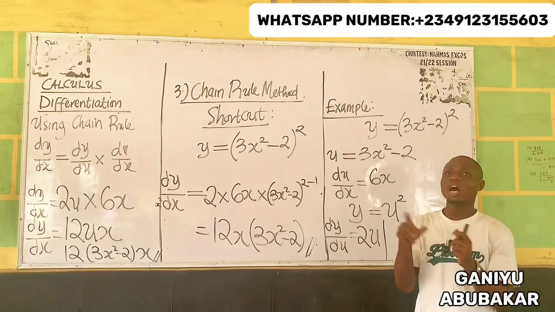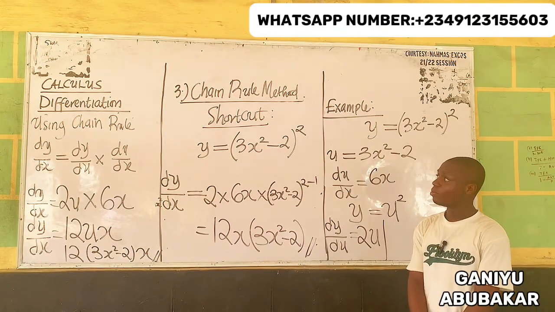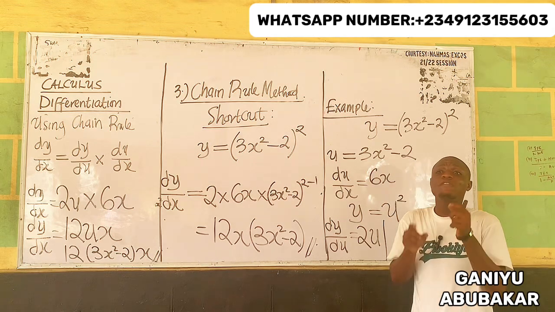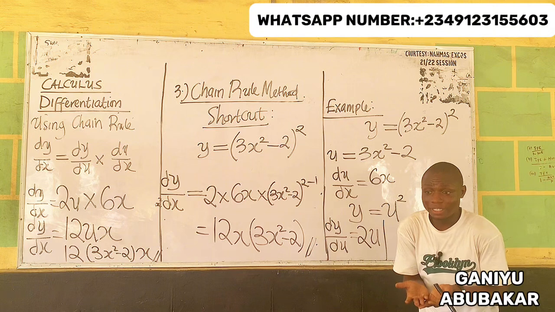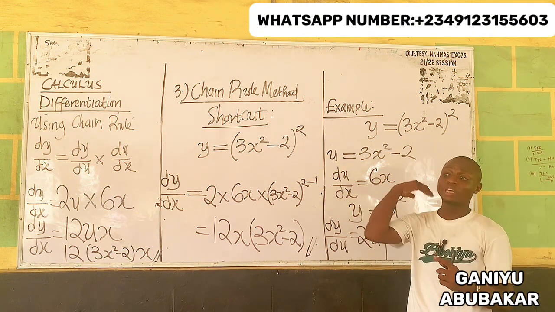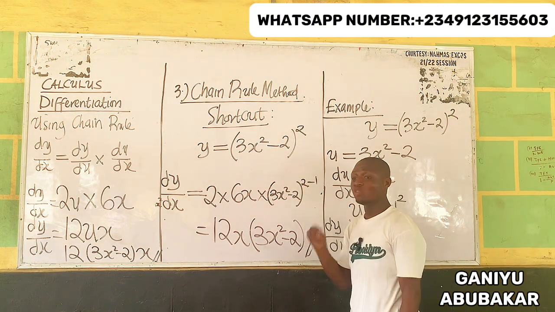Let's try one more using the shortcut, and then proceed to product rule. Chain rule, observe how chain rule comes. They will give you two things in a bracket. They might be adding or subtracting, but there will be what? Encased in a bracket and being raised to a particular power. Please observe the form in which chain rule comes.